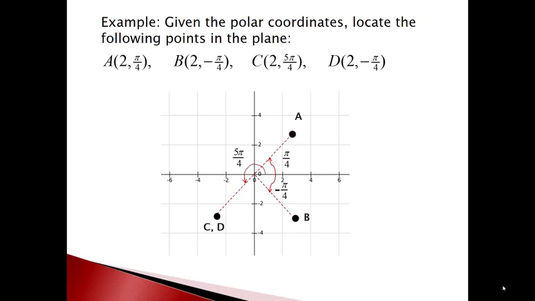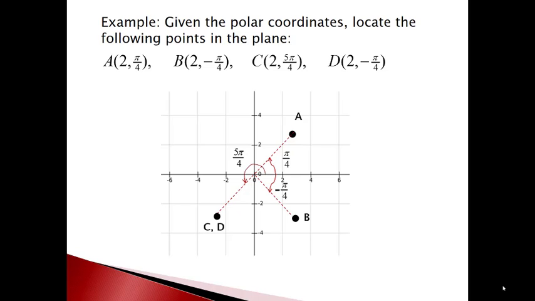To locate point A, first we rotate counterclockwise and draw a ray from O that makes an angle of pi over 4 with the polar axis. The point A is located on this ray so that the distance OA is 2. To locate point B, first we rotate clockwise and draw a ray from O that makes an angle of pi over 4 with the polar axis. The point B is located on this ray so that the distance OB is 2.